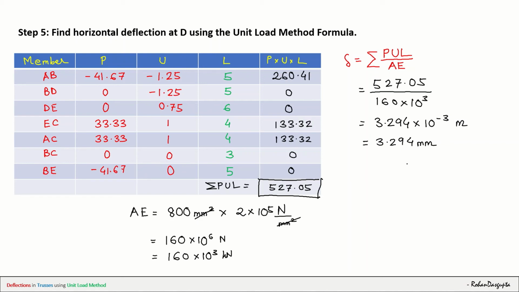And since this has come as positive, we can write our final answer, that is delta at D equals 3.294 mm, and our chosen direction of dummy force of 1 kilonewton was towards the left. So this is your final answer because it is coming as positive.